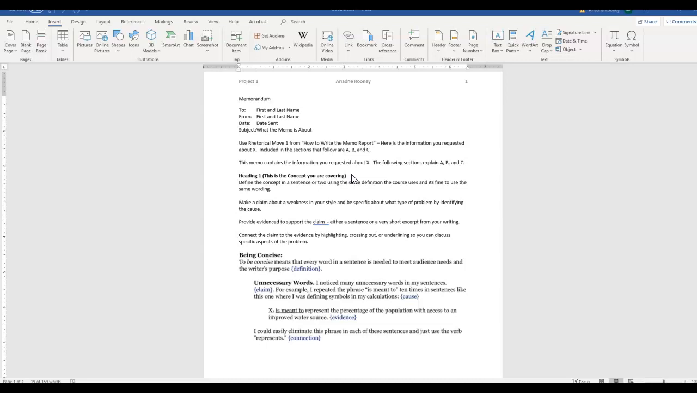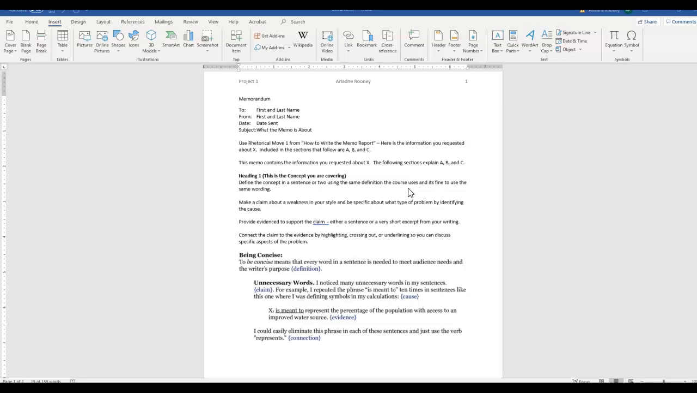And so I'm giving you right here an outline of the stuff you're going to have in each paragraph. In each paragraph, you're going to first have a heading, right? And then you're going to define the concept in a sentence or two, using the same definition that the course uses.